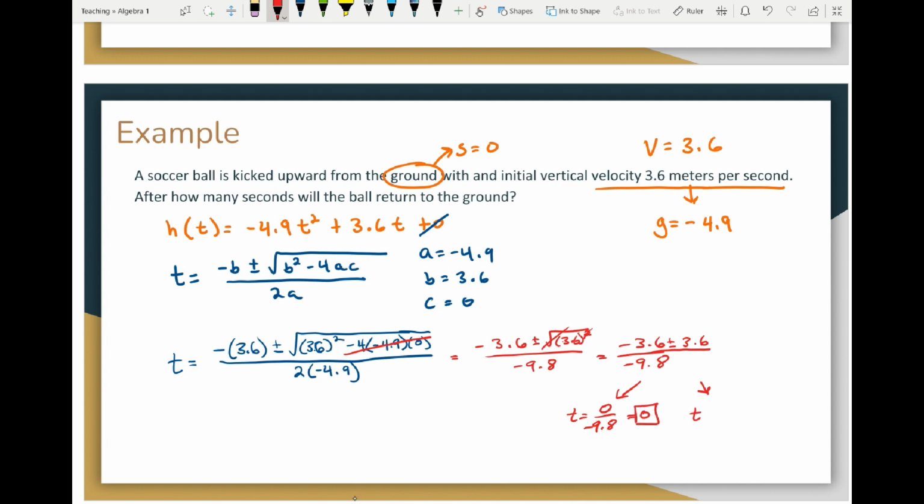If you subtract them, you get negative 7.2 over negative 9.8, which is about 0.73 seconds. So what does that mean? That means that the ball will return to the ground, right? This one we can just ignore because we already know it started on the ground when t is 0. But in about 0.73 seconds, so about 7/10 of a second, you would be back on the ground.